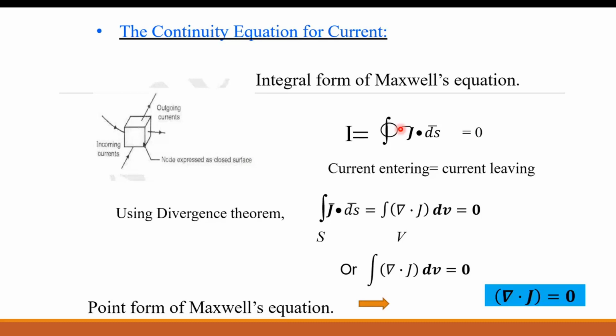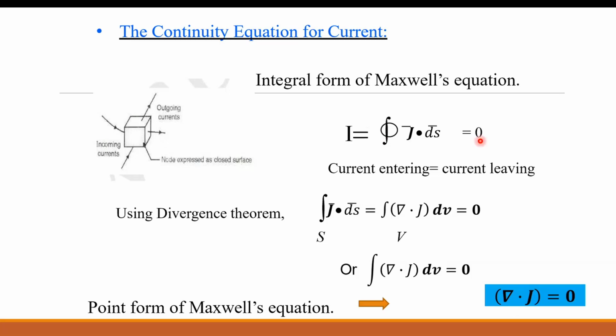If this integration is not closed, then we will get some value of I in terms of amperes. If you are measuring only outgoing current, then it has some value. But if outgoing and incoming currents are both there, then they are opposite to each other, so they will cancel each other, and the net current through the node, or through a volume similar to a node, is 0. So closed surface integration of j bar dot ds bar is equal to I, and that is equal to 0.